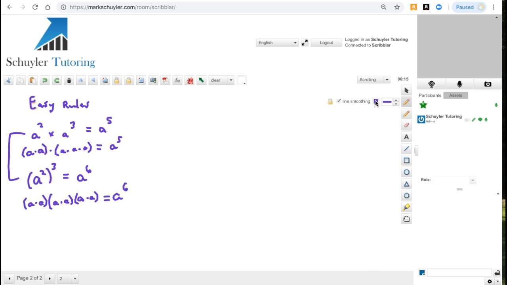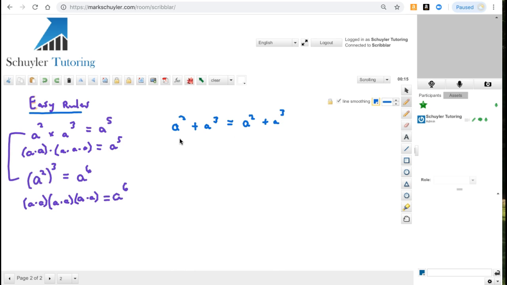I'm going to change colors. Let's get going with another color. You also need to know that when it comes to adding exponents, if you wanted to add A to the second to A to the third, you can't do it. You can't just simplify that and reduce it. All you can say is it's A to the second plus A to the third.